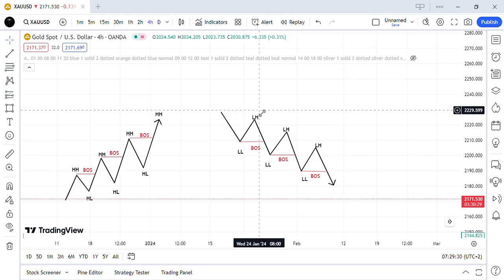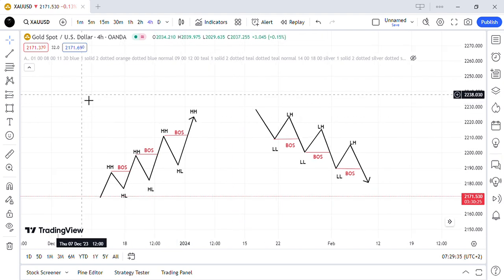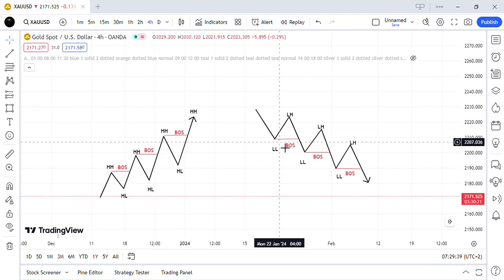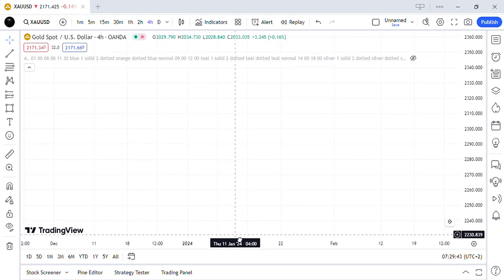If you know that, you never go wrong. It's the most important thing, market structure. These are market structures, higher highs and higher lows. Then you have something like this. You have something like this.